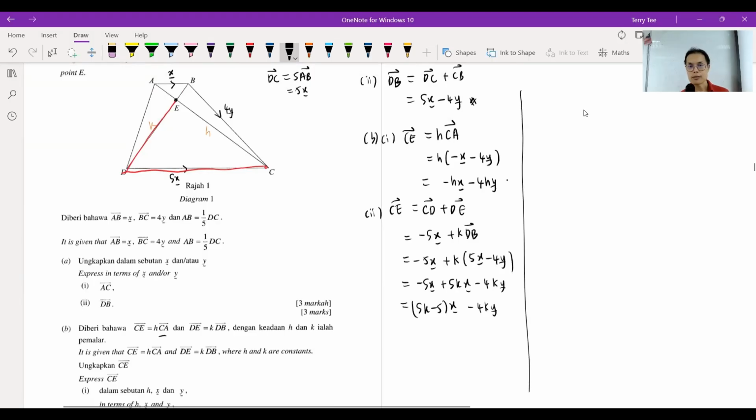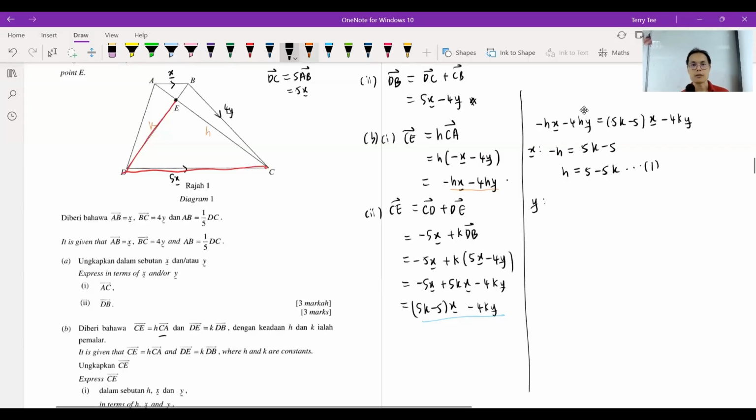So to find h and k, you can see there are two versions of CE. Maybe I just copy the first version, minus hx minus 4hy, from here. Okay, second version is from here. I just copy on the left, on the right. Equals to 5k minus 5x minus 4ky. So when you compare vector x, you can see negative h equals 5k minus 5. I don't like the negative, so I just multiply everybody by negative. h is 5 minus 5k. Yeah, persamaan satu, first equation.